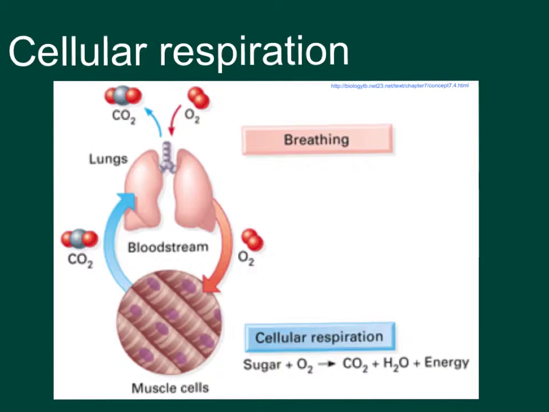We see that sugar and oxygen are our substrates that get processed, and the products are carbon dioxide and water. And most importantly, what we get is usable energy for our cells. We'll discuss in more detail in the next slides.